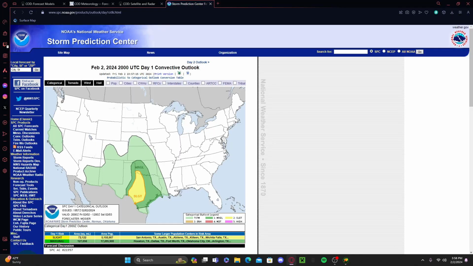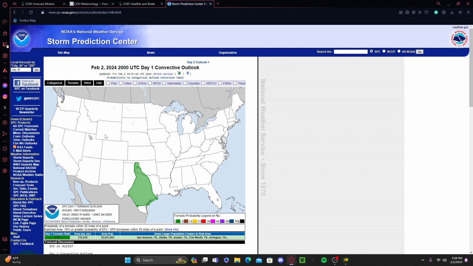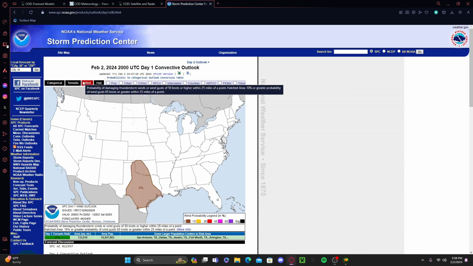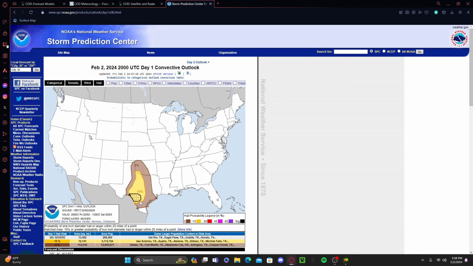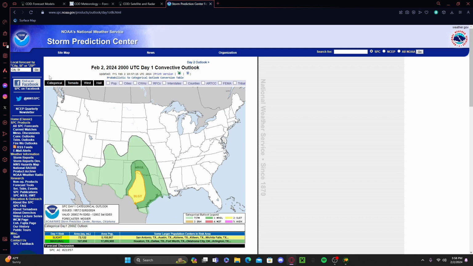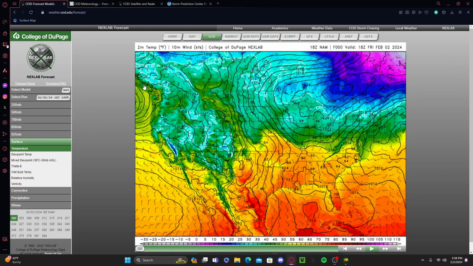So here's our SPC outlook. We have a 2% tornado risk for basically the majority of Texas here, and a little bit into Oklahoma, and a 15% hatched region for some pretty big hail near the Mexico-Texas border right here. 15% and 5% surrounding that. Basically, hail is the main threat just because these storms are going to be elevated.